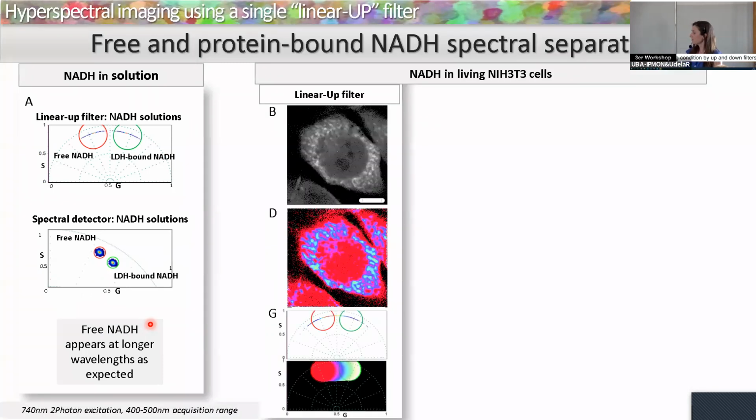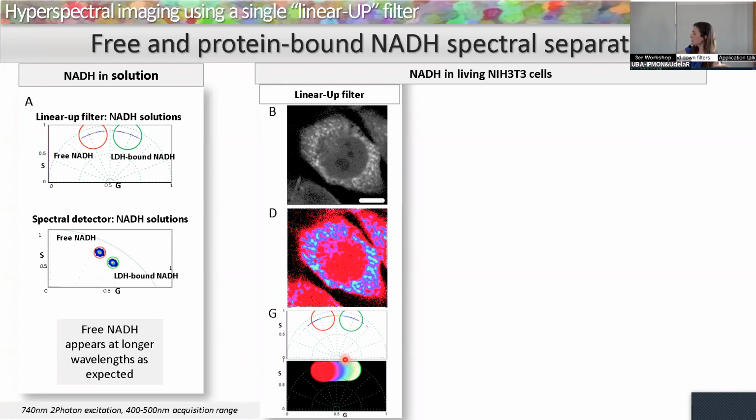So then we tested our method in cells. These are NIH-3T3 cells, live, and we excited them with 740 nanometers. This is a representative autofluorescence image, collected in the range of 400 to 500 nanometers to avoid the FAD contribution. Here we have the phasor plot, and we color coded this phasor distribution with the scale that you can see here.